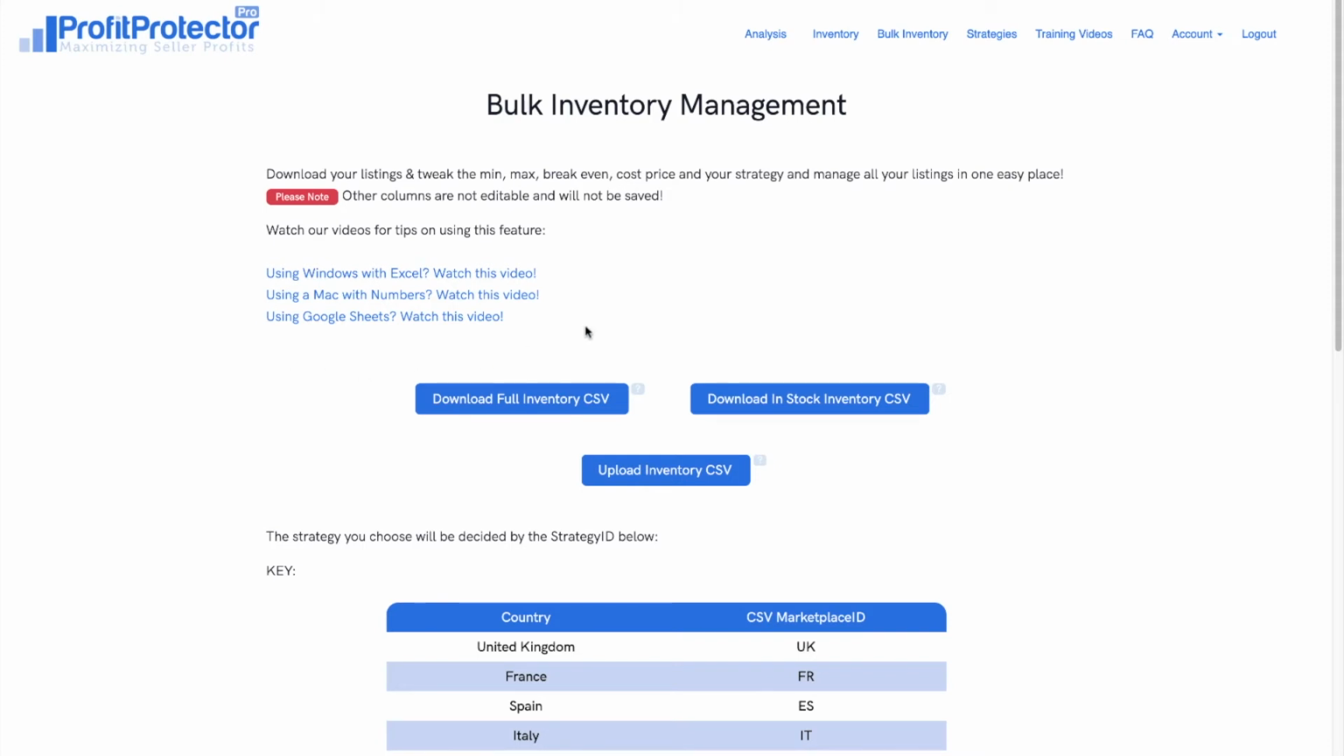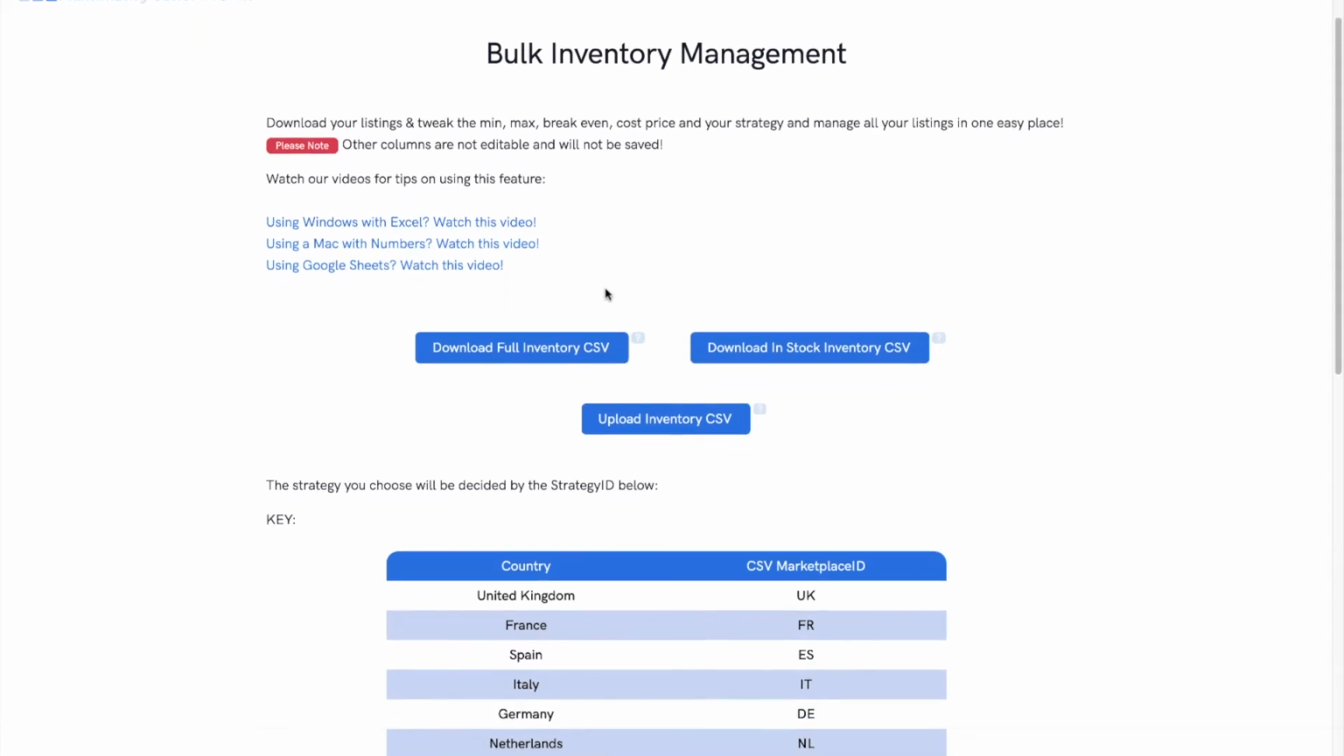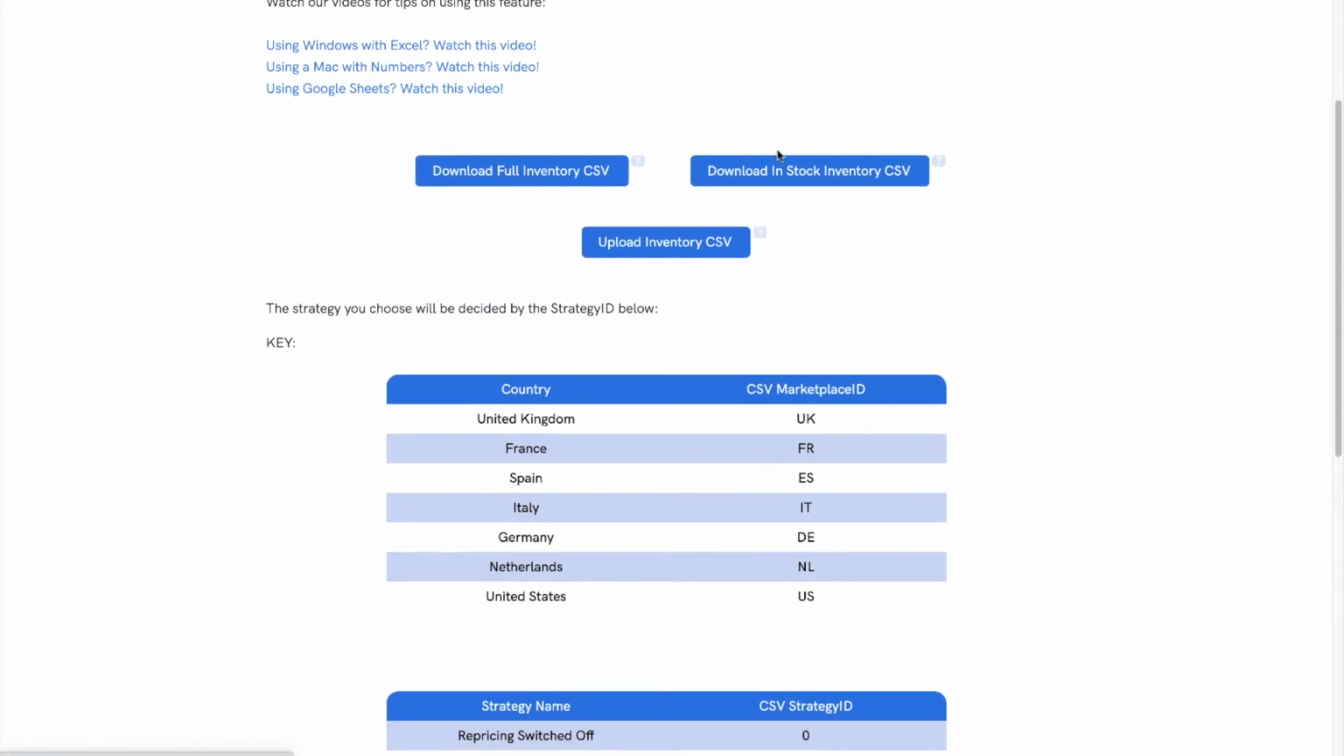And what you've got here is videos showing you how to do that. I won't go through it exactly in this video because it's just repeating it. But here you've got videos that show you how to do that, whether you're using Windows and Excel, or a Mac with Numbers, or Google Sheets. So you can watch one of those videos and see exactly what happens. Basically you click that button or that button, depending on whether you want to download all your inventory or just in-stock inventory. You make your changes and then you upload your inventory again.